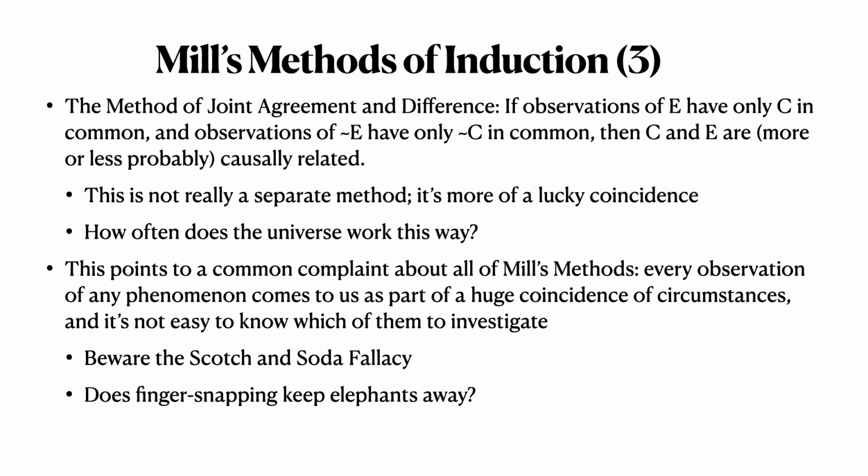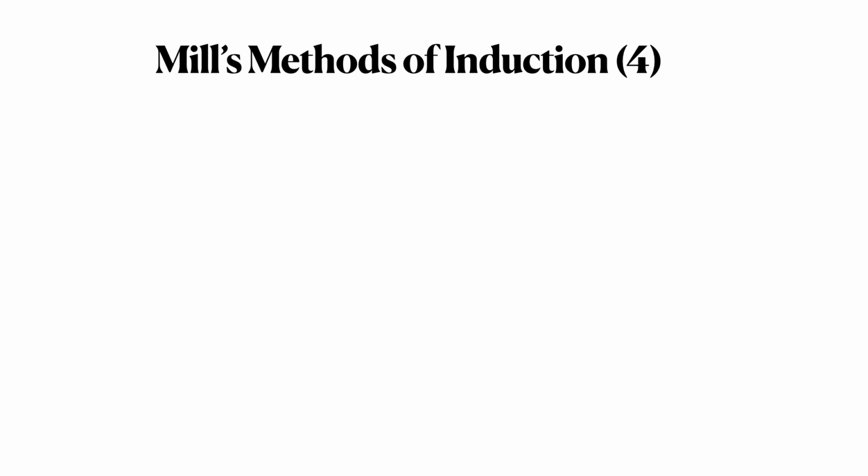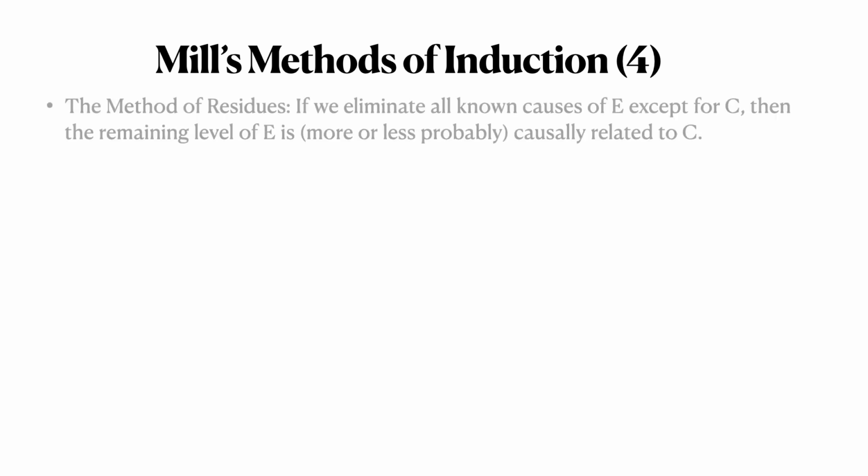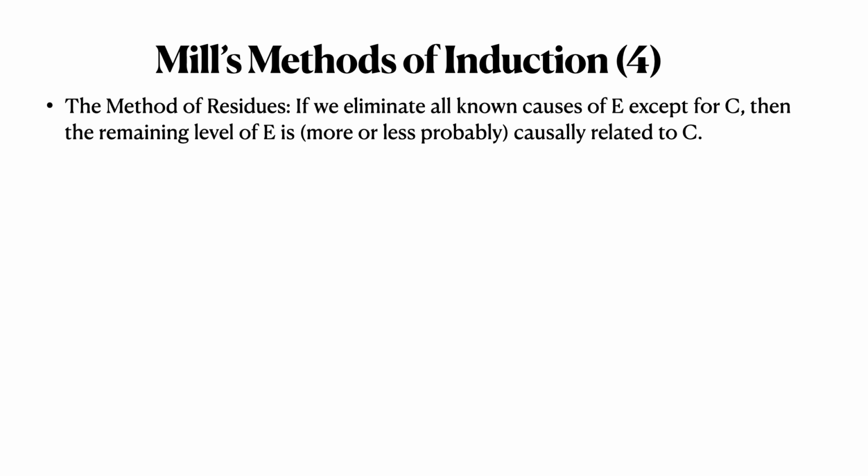All right, let's talk about the fourth method of induction from Mill. It's the method of residues. If we eliminate all known causes of E except for C, then the remaining level of E is more or less probably causally related to C. In other words, what we can't eliminate of E is probably related to what we can't eliminate of all the known causes of E. You think, wow, this doesn't seem very useful, but it's how you would measure a puppy at a veterinarian's office, right?